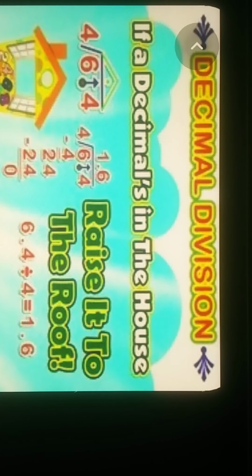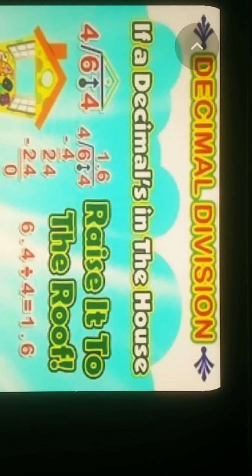Till now you have learnt many things about decimal numbers and you have learnt how to add, subtract and multiply decimal numbers. Today we will learn how to divide decimal numbers. For dividing decimal numbers there are two ways.